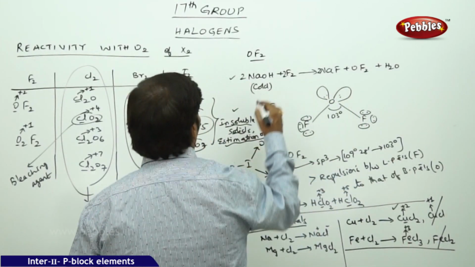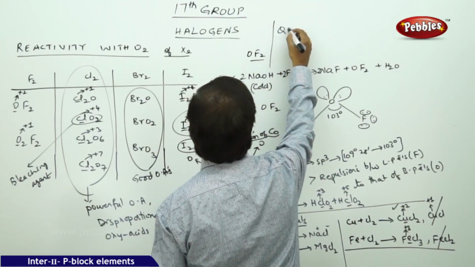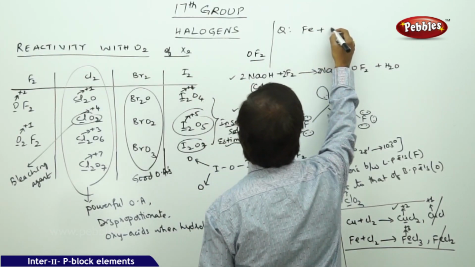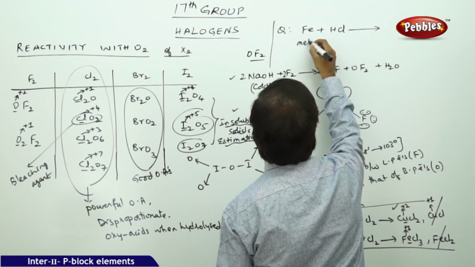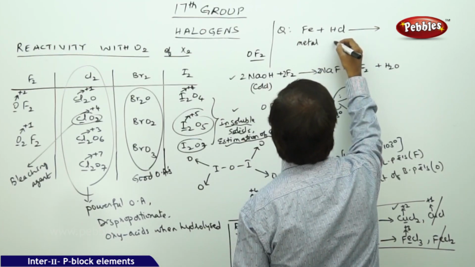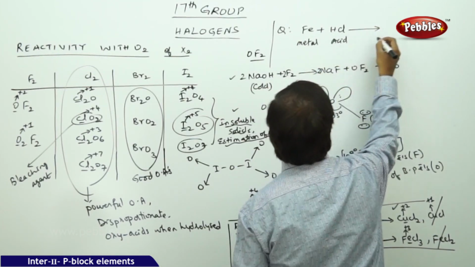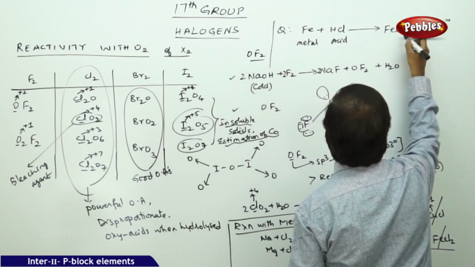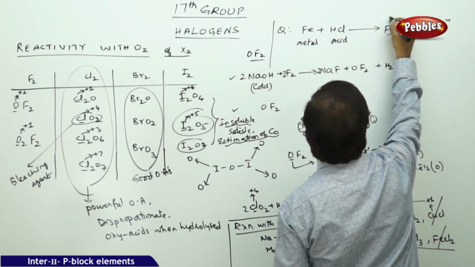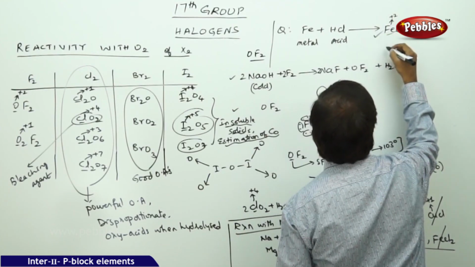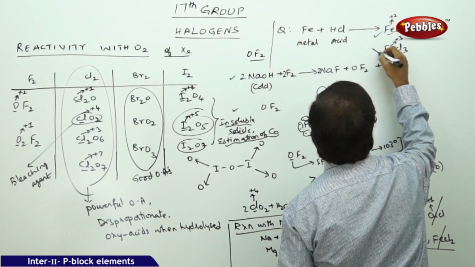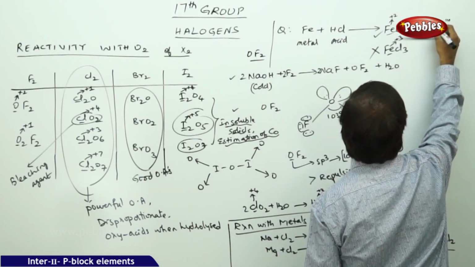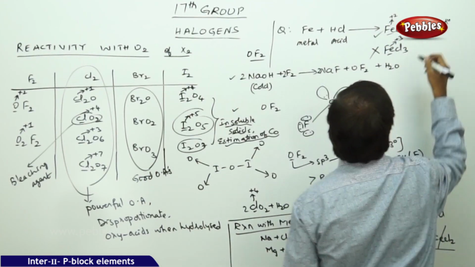But one question I can give you: what if the iron reacts with HCl? Here iron is the metal and this is the acid. When a metal reacts with an acid, it always prefers to give FeCl2, which has +2 oxidation state, but FeCl3, which has +3 oxidation state, is not given priority. Of course, hydrogen gas is evolved.